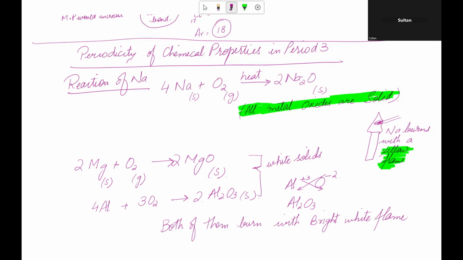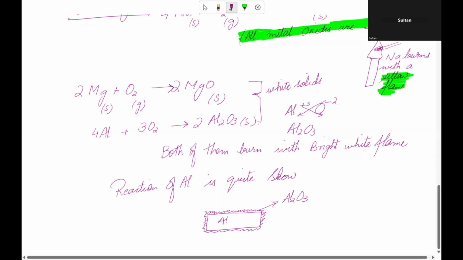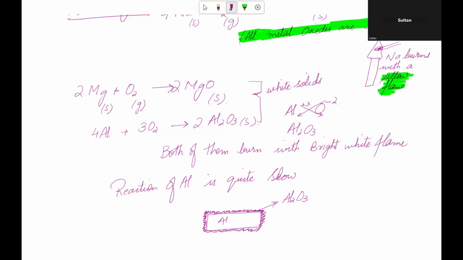We have to keep in consideration that the reaction of aluminium is quite slow. The reason is that aluminium forms a layer on its surface. The layer is basically like this. This layer is a layer of Al2O3, that is aluminium oxide, and this stops the further reaction. That is why the reaction of aluminium is quite slow. The layer of aluminium oxide formed on its surface hinders the reaction.